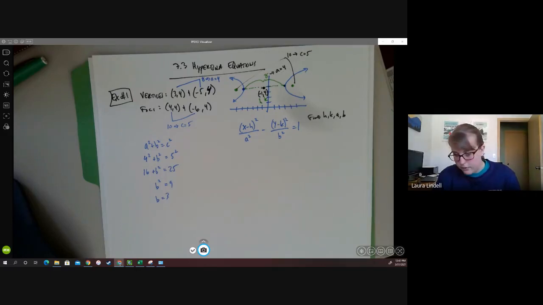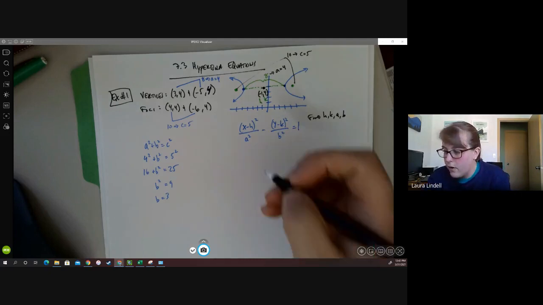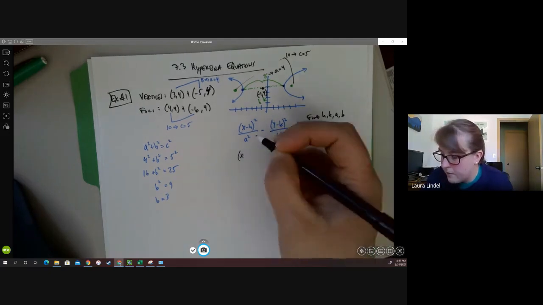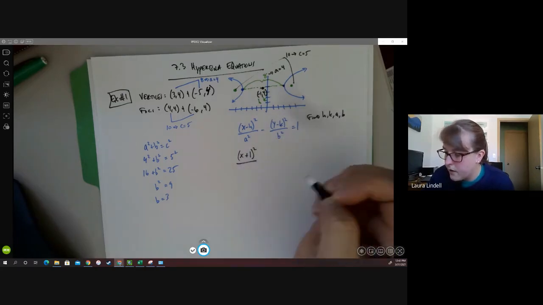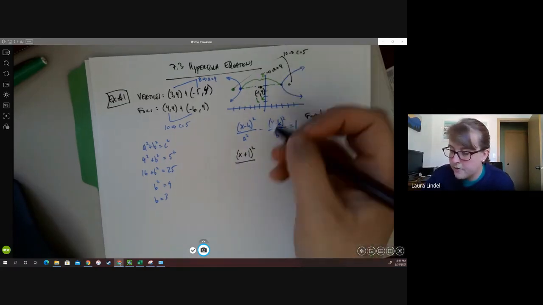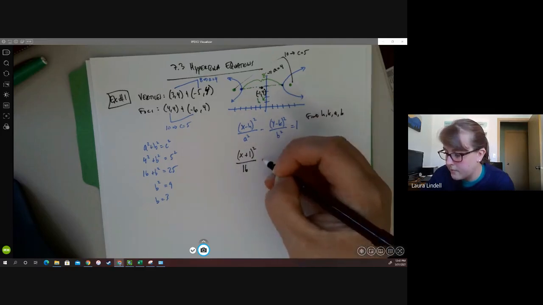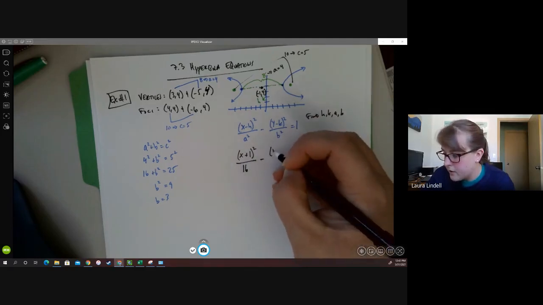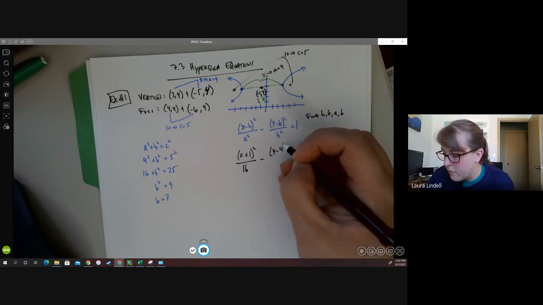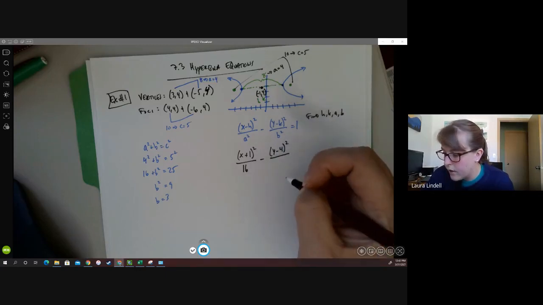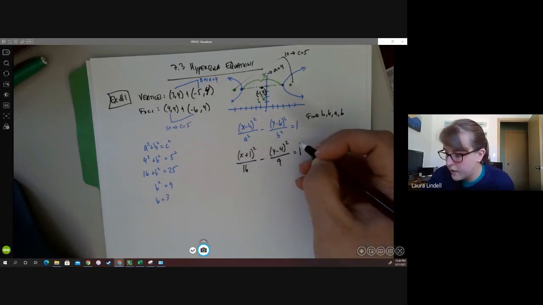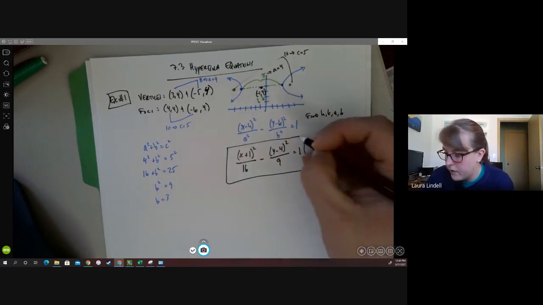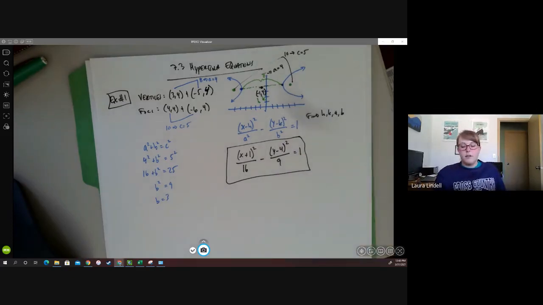And now we can plug all of those things in. So x minus h is going to be x minus -1, which is x plus 1 squared, over a squared, and a is 4, so that would be 16. Minus y minus k, so y minus 4, squared over b squared, and since b is 3, b squared is 9. And that equals 1. So that would be our equation given these vertices and these foci.